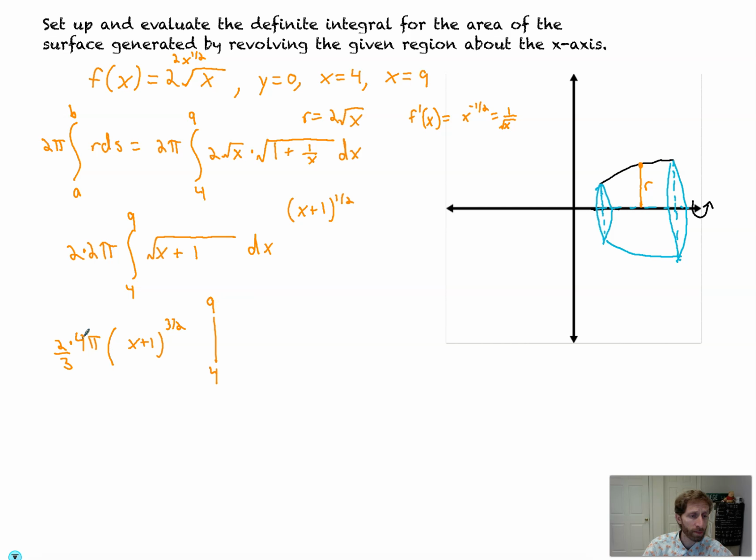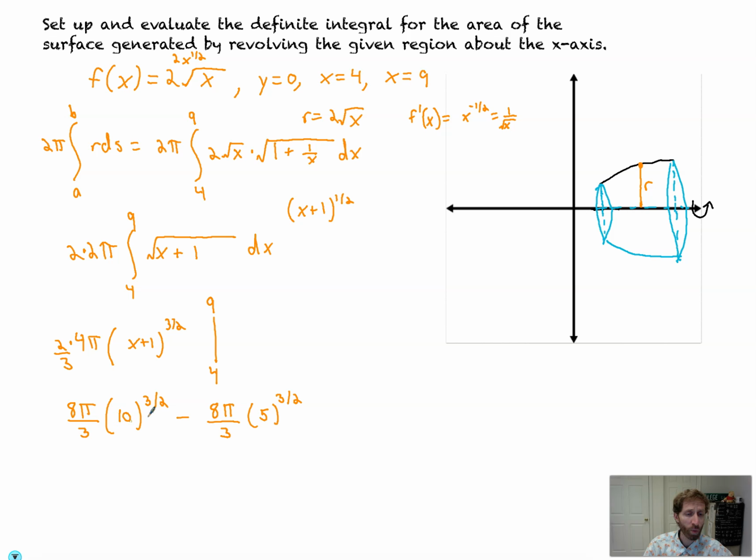So 2/3 times 4, that ends up being 8 pi over 3, times, if I plug in 9, I'm going to get 10 to the 3/2. That's something special. Minus 8 pi over 3 times 4 plus 1 is 5 to the 3/2. Oh, man. That's not a very nice root at all. Okay, so now from here, all we're going to do is simplify. This would be fine, leaving your answer like that on my test, but some teachers want you to go further.